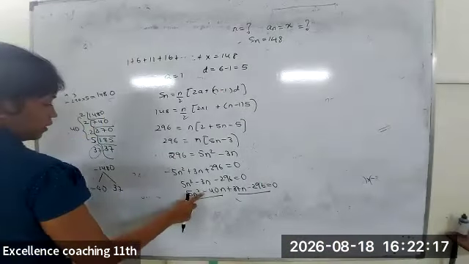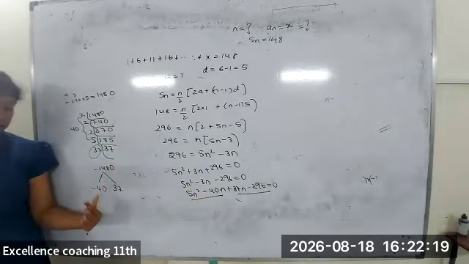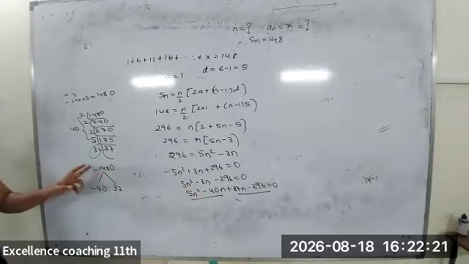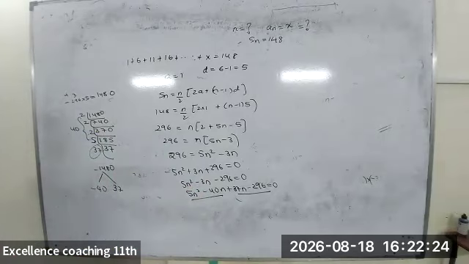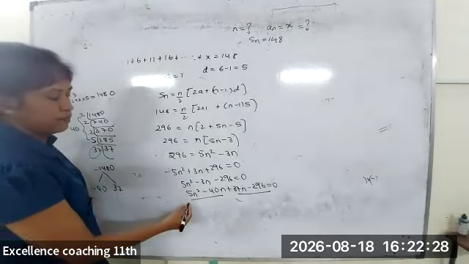Sign of the bigger number, because here there is minus. That will go here. Minus into plus will give you minus. Now split the middle term. Now 5 will be common here.